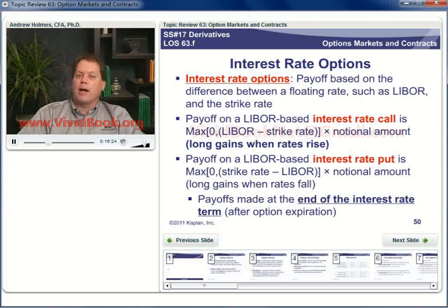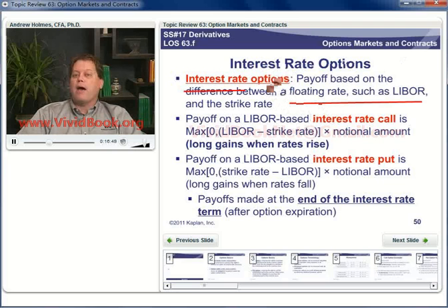So we talked about options on bonds a few minutes ago. This is the analog to that. Now we're talking about options on interest rates. So the payoff is based on the difference between a floating rate, which is going to be LIBOR on the exam in all likelihood, and the strike rate. A call is going to be in the money when the rate floats up above the strike rate.